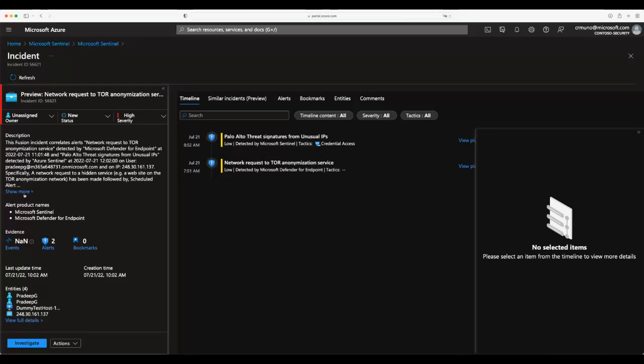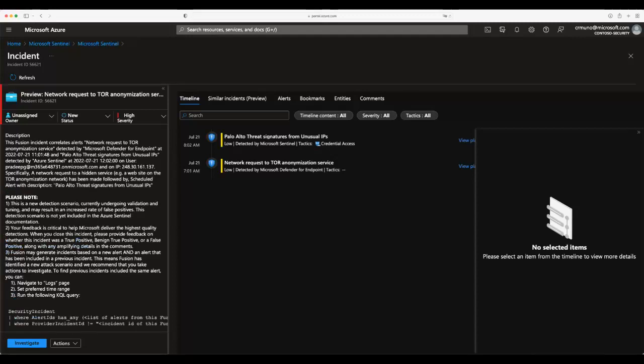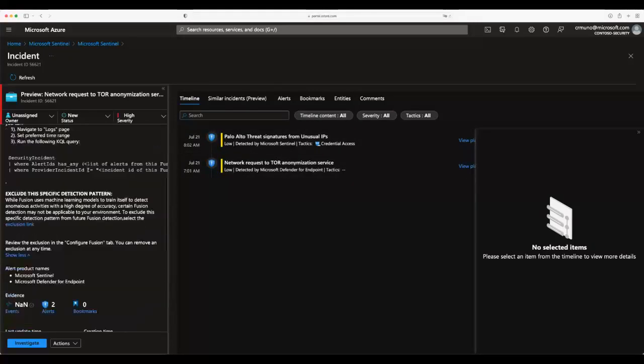I can click on show more. And again, as part of the overall incident description, you do get a comprehensive abstract on how Microsoft Sentinel Fusion was able to correlate these two different analytic rules together. At the bottom, you see this new section, which is exclude this specific detection pattern. So again, the machine learning model in Fusion is trained to give you a high degree of accuracy, but depending on your own custom needs, you may need to exclude some specific detection patterns. The way to do that is by clicking on the exclusion link.